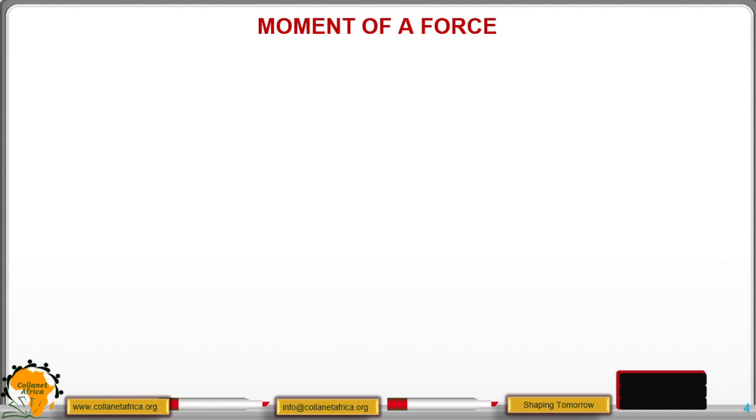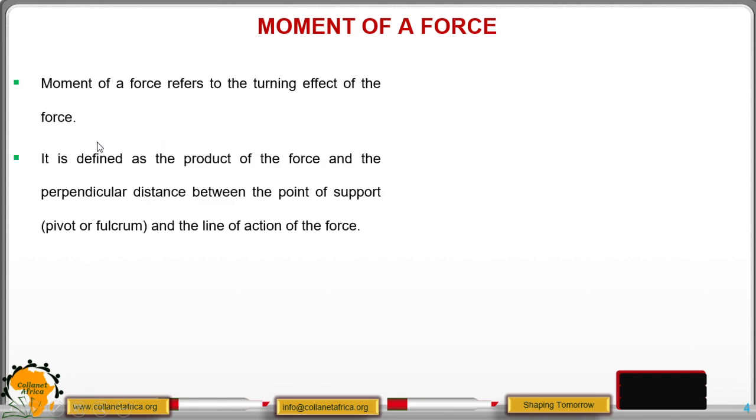Let us start our lesson by looking at the definition of the moment of a force. The moment of a force refers to the turning effect of a force. It is also defined as the product of the force and the perpendicular distance between the point of support, or the fulcrum, and the line of action of the force.